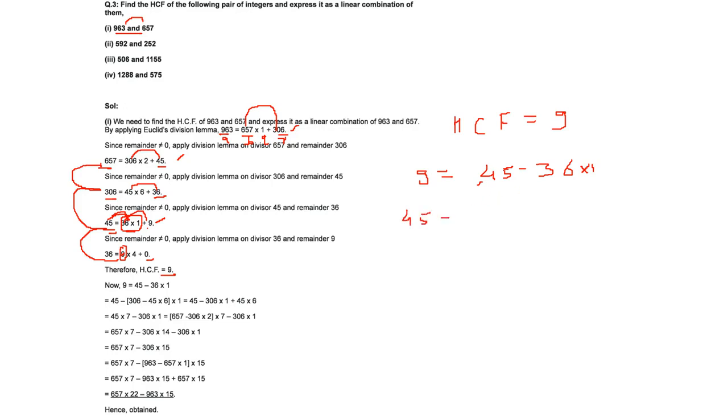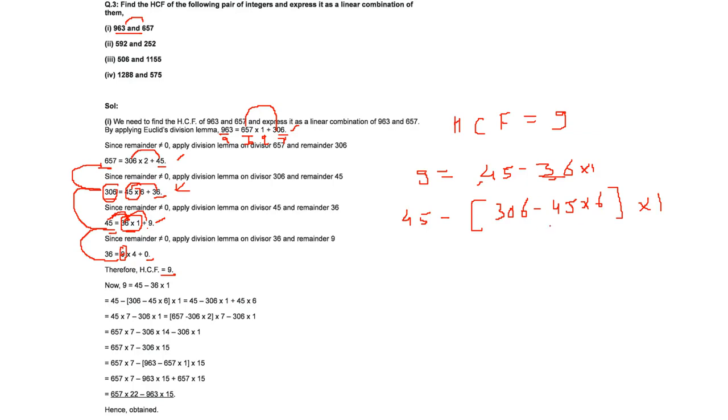Now see, how did we come to that point where we are saying this 36 might have come? This 36 has come from 306 minus 45 into 6, right? So in the place of 36, we will write 306 minus 45 into 6, because 306 minus 45 into 6 is 36. This is what we got from here. So I'm just backtracking. Other things remain the same, right?